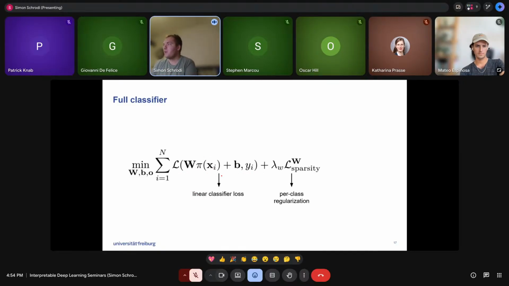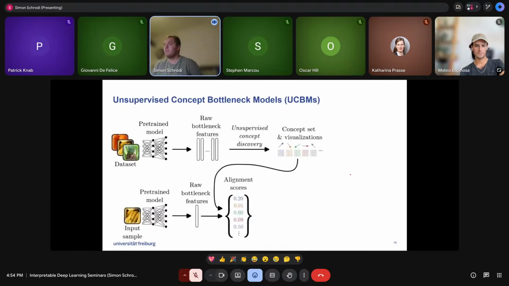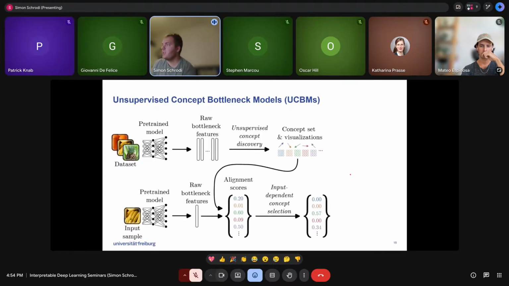Then we have per class regularization, which we also will add. And finally, we have this input independent regularization term, which we have now added too. And this is all now. We have our full sparse classifier here. And coming back to the method overview, we now finish this off: we get this input dependent concept selection and then the sparse linear classifier. And this basically is the method, or the framework, that we introduced here.